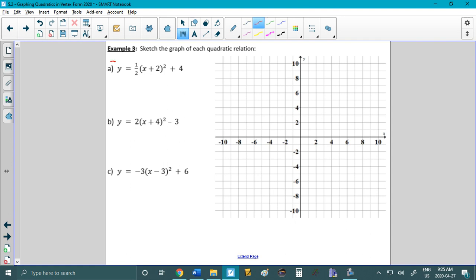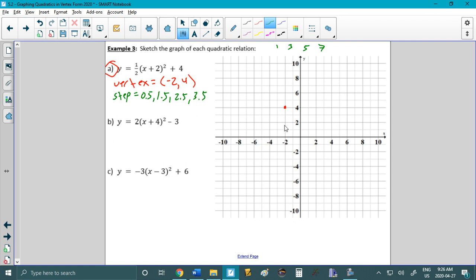All right, so this will be the red curve. So, vertex, I change the sign, so (-2, 4). And then the step pattern, so remember normally it's 1, 3, 5, 7. So if I do 1 times a half, I get a half, or 0.5. Half of 3 is 1.5. Half of 5 is 2.5. Half of 7 is 3.5.